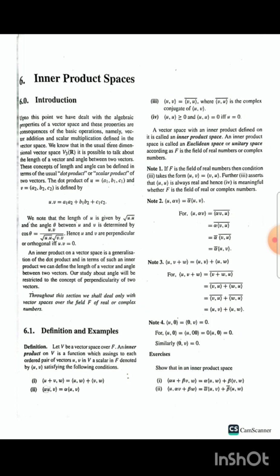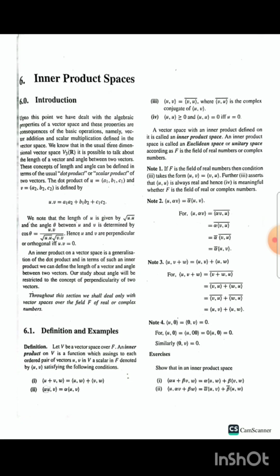Next, an inner product on a vector space is a generalization of the dot product, and in terms of such an inner product we can define the length of the vector and the angle between two vectors. The study will take some restriction to the concept of perpendicularity of two vectors. Now we are going to see the definitions and the examples for the inner product space.